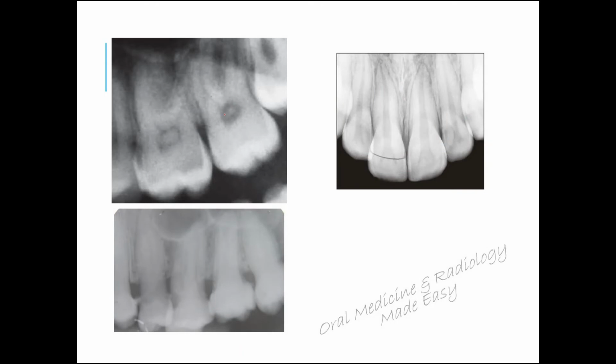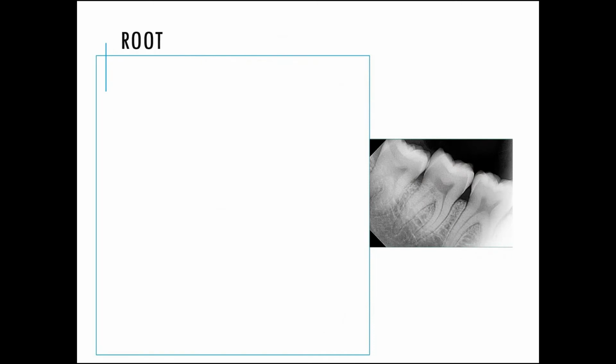The radio-opacity within the pulp chamber is suggestive of a pulp stone. A radiolucent line between the two fragments is suggestive of fracture. Complete obliteration of the pulp chamber because of the formation of secondary dentin. These are some of the changes that can be seen in the crown on a radiograph.